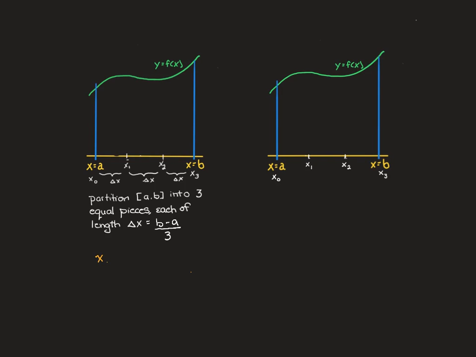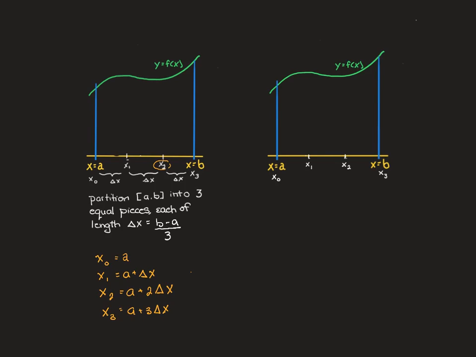x naught equals a, the left-hand endpoint. And then what's x sub 1? Well, that's a plus delta x. And x sub 2, that's x sub 1 plus delta x, or it's a plus 2 delta x. And x sub 3 is b, but also it should be a plus 3 delta x.